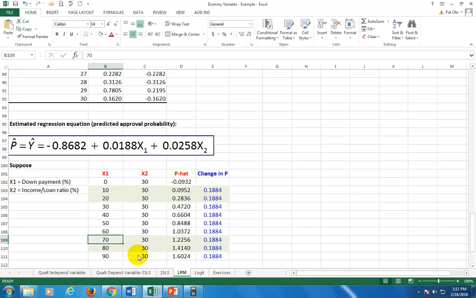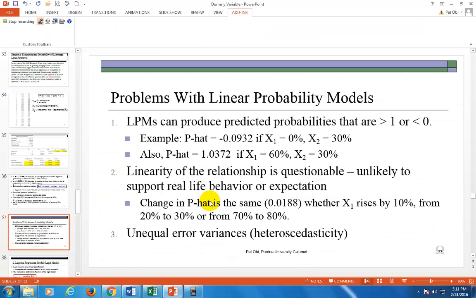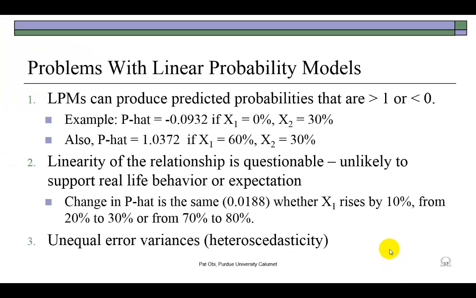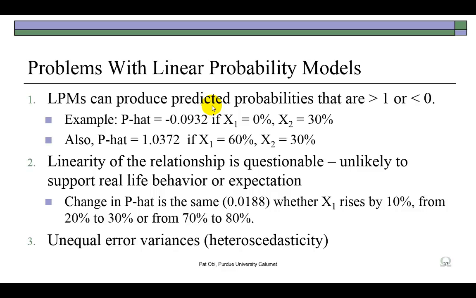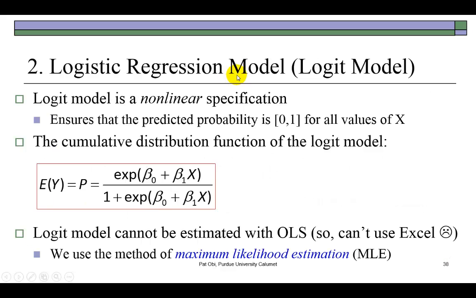So I guess the point to note here is that we would expect the increase in probability not to be as dramatic from 70 to 80 as would be the case if you're going up from 10 to 20. I think you get the point that I'm trying to make there, but that is an obvious weakness in the linear probability model. So to the rescue is the logistic regression model, or the Logit model, which is a nonlinear specification, unlike our guy, the linear probability model.